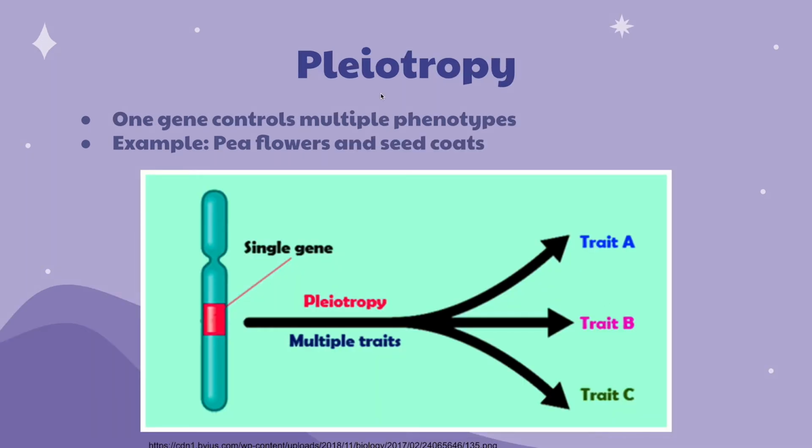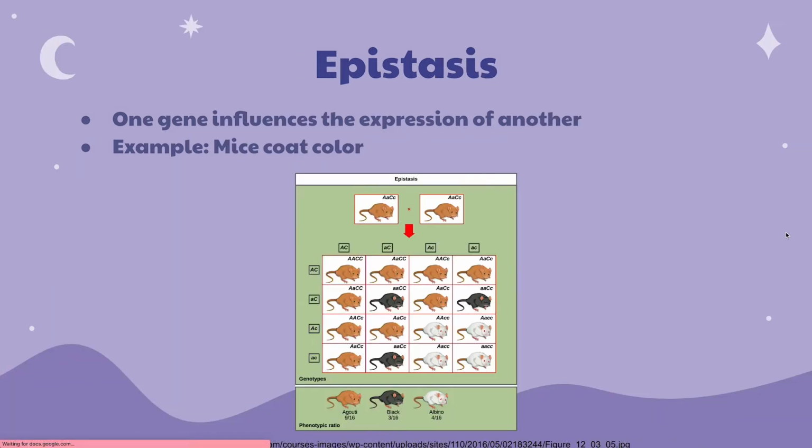Next is pleiotropy. So this is when one gene controls multiple phenotypes. So an example is pea flowers and seed coats are both controlled by the same gene. So in this example, we see that this one gene controls trait A, trait B, and trait C. So it's definitely not as simple as Mendel imagined it. That's the point of non-Mendelian genetics. It's the things that he couldn't see with his examples.